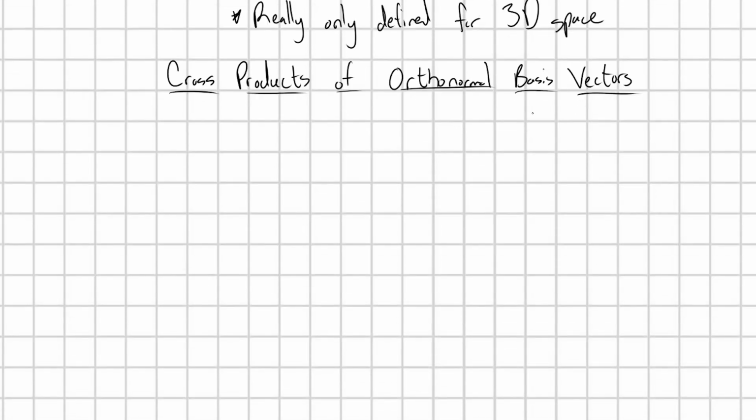The next thing we need to think about, very similarly to how we thought about this for the dot product, is what expressions for the cross product of orthonormal basis vectors look like, because in physics we basically always write our vectors in terms of orthonormal basis vectors, which again we talked about in the last video.